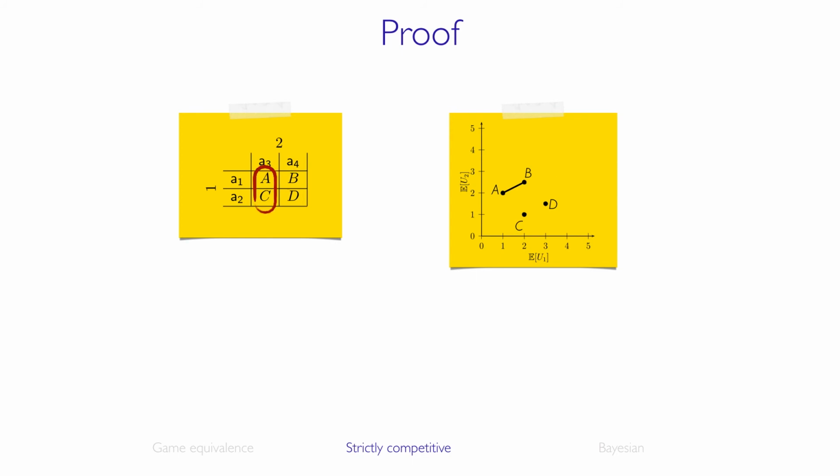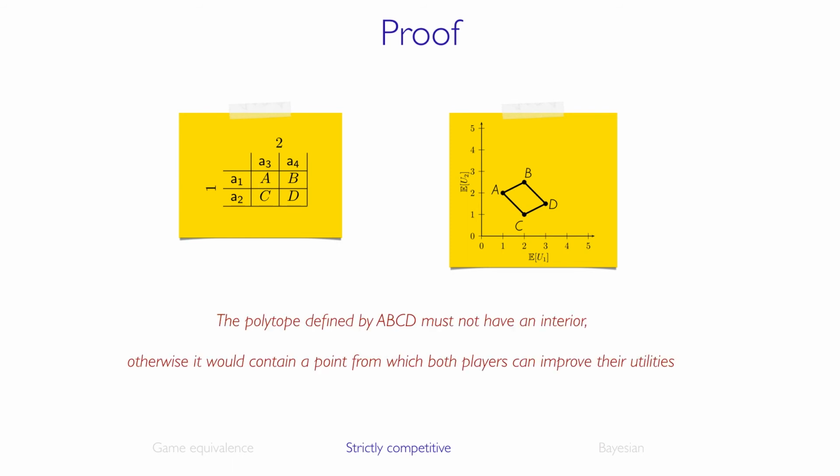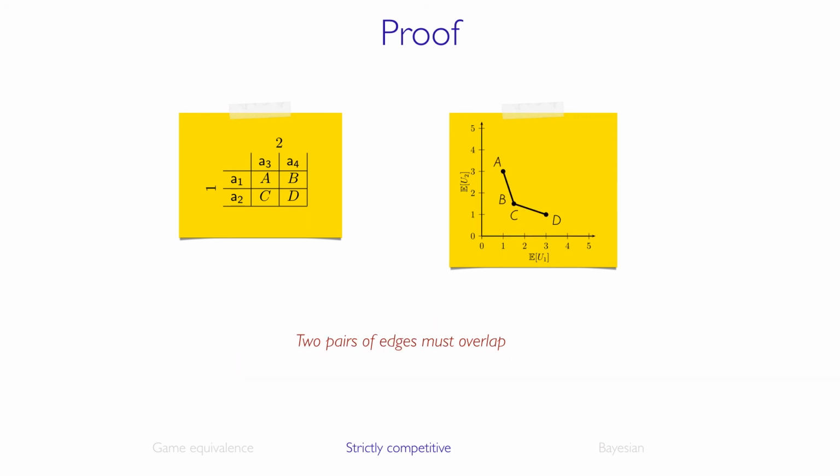Consider the outcomes A and C. As before, any lottery is possible, and therefore the line connecting A to C is part of the image. The same holds for B and D, and for C and D. The polygon defined by A, B, C, D must not have an interior for the arguments discussed before. Thus, we need that 2 pairs of edges must overlap, as in the figure.